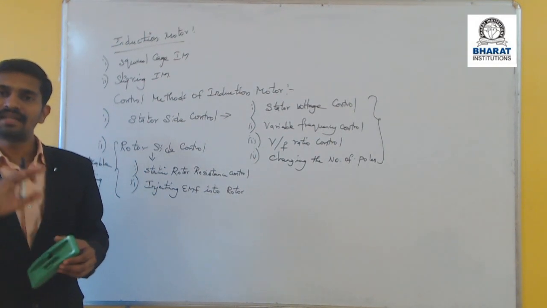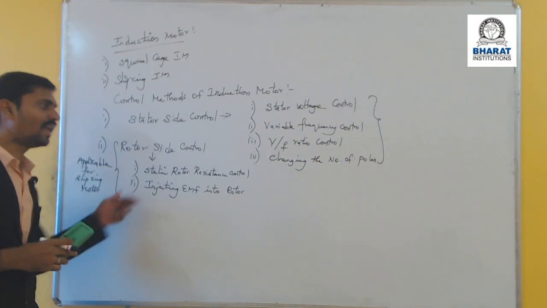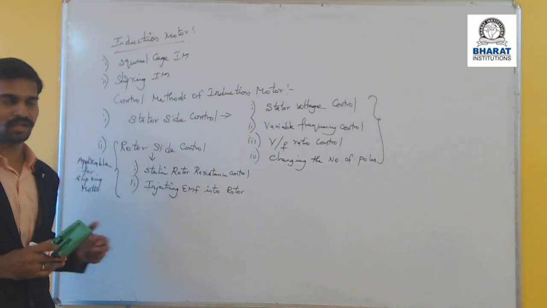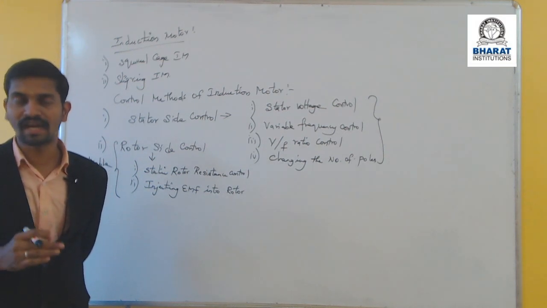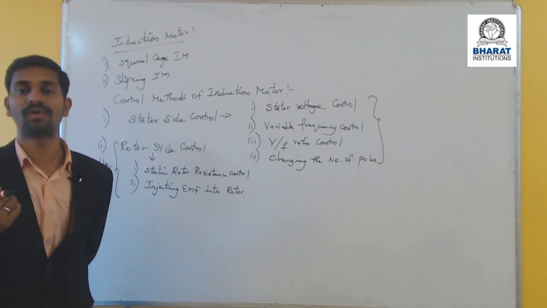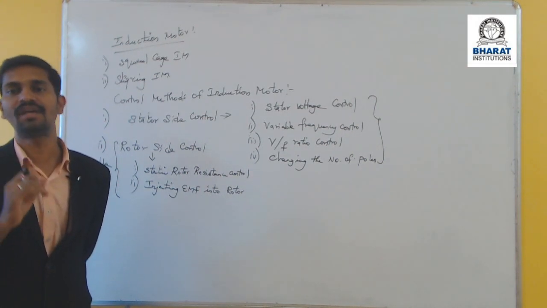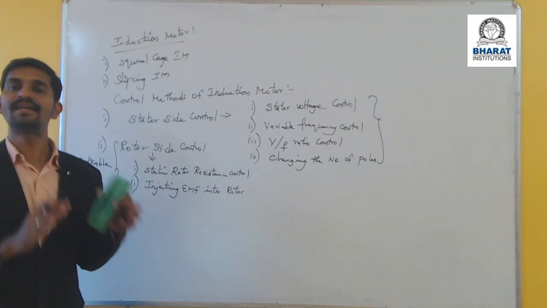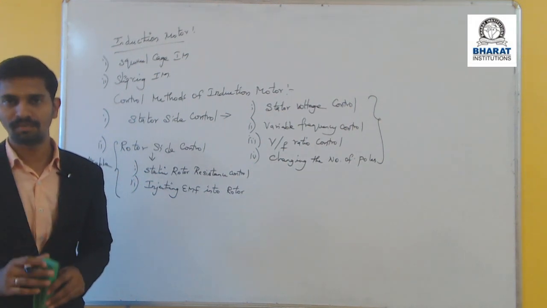And regarding the rotor side parameters, that is adding the external resistance into the rotor circuit, we can achieve the speed control of induction motor, and injecting the EMF into the rotor circuit we can achieve the speed control of induction motor. So these are the schemes available for motion control of induction motor.